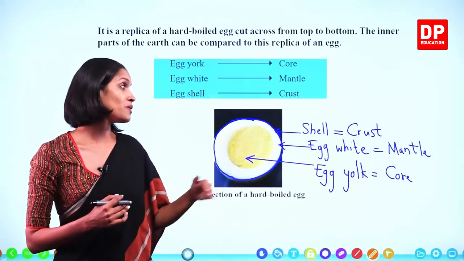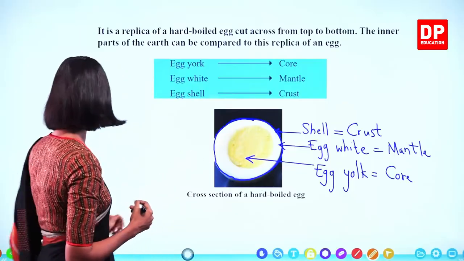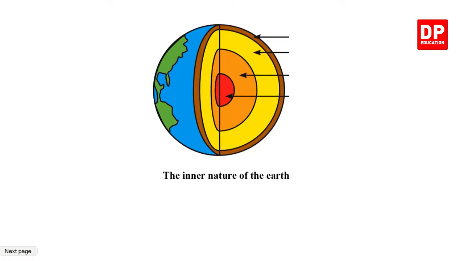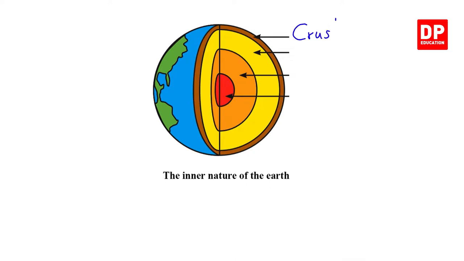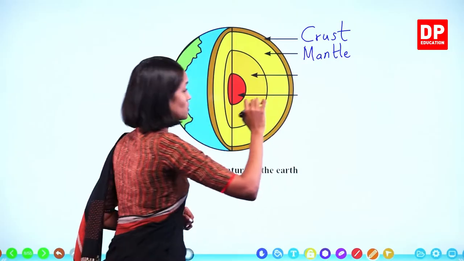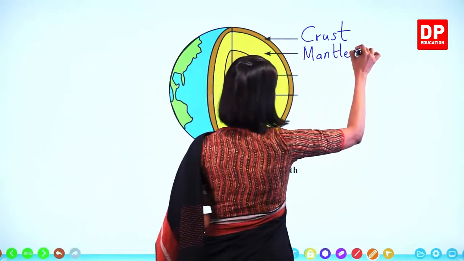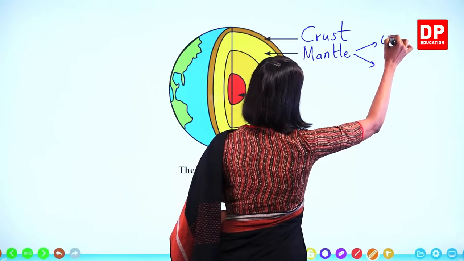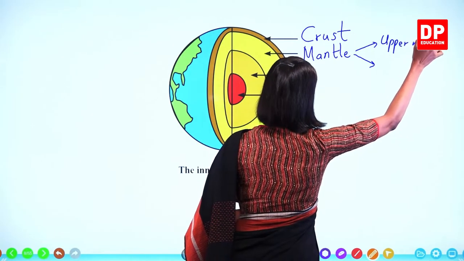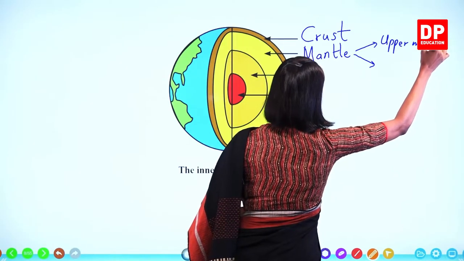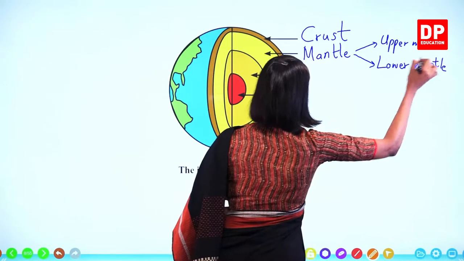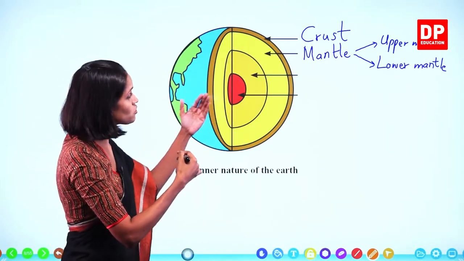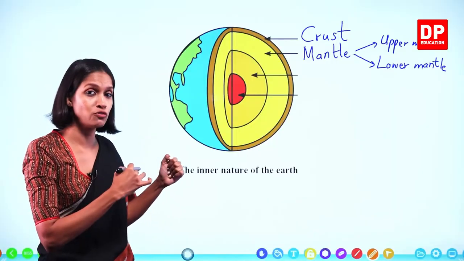So now we are going to learn about these three layers separately, right? So before we learn all the details, let's label this one. Now we know this is the crust. The second layer is the mantle. Now I told you all in some books it mentioned as upper mantle and lower mantle, right? Upper mantle. And lower mantle. Right? The outer part is known as the upper mantle, the lower part or inner part is known as the lower mantle, right?